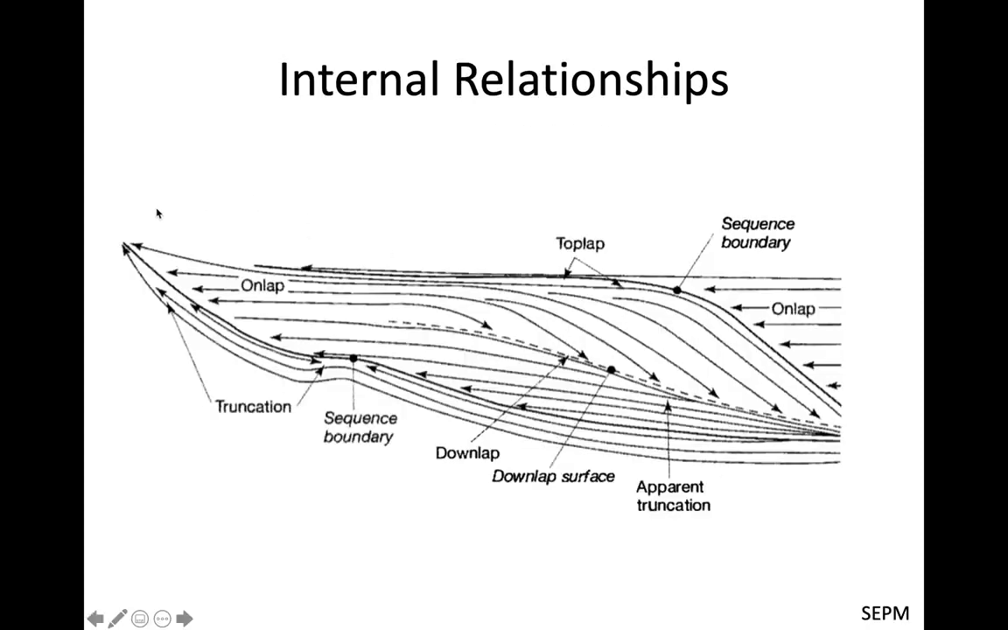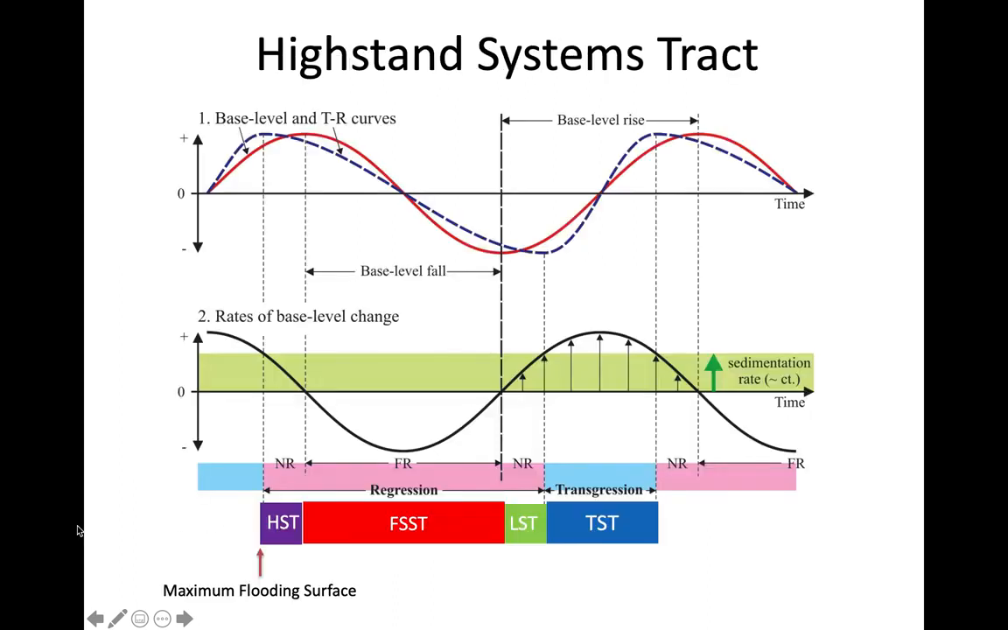And that's how we actually create things like this. We can understand internal relationships. We can see the unconformities that are sequence boundaries. We can see different surfaces here. Now, top lap, on lap, and things like that, these are just the angle at which things are essentially meeting each other, how different beds are hitting these sequence boundaries. We're not going to focus too much on that here. All right, so let's look at this.